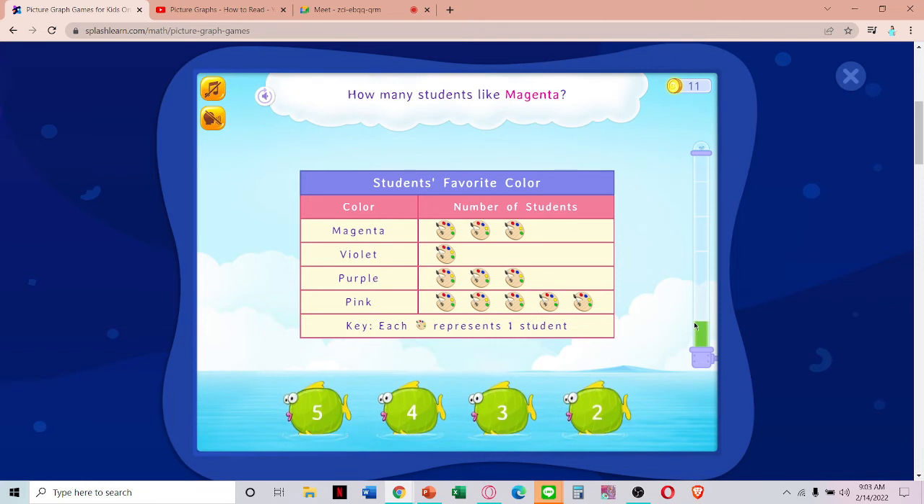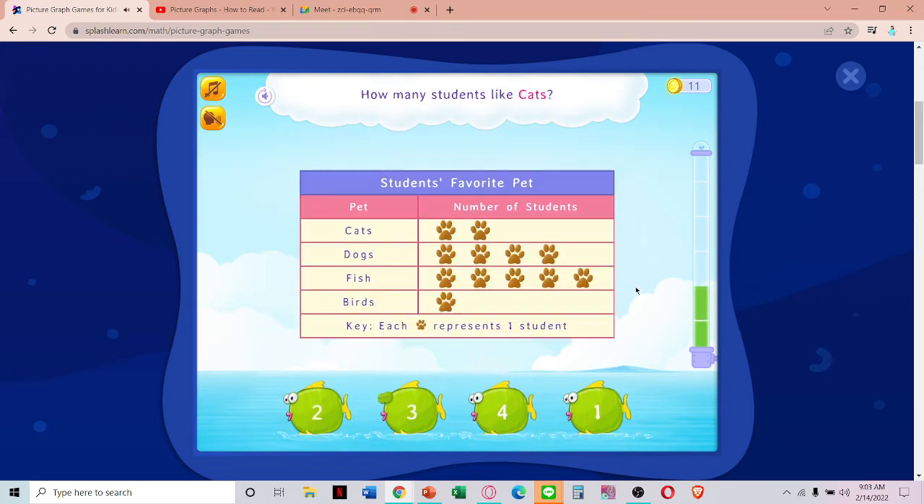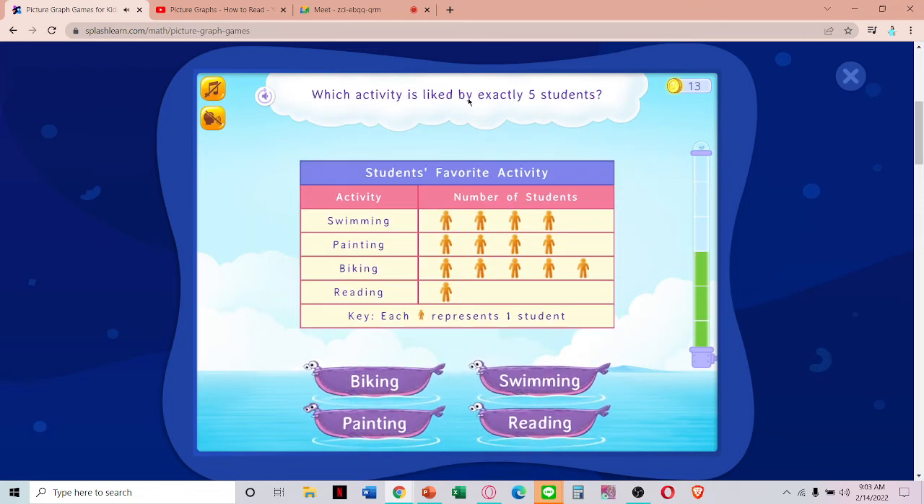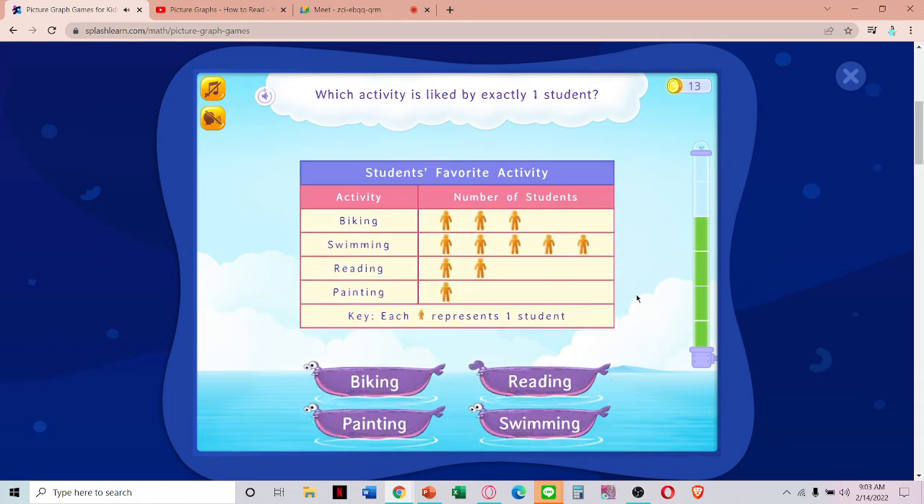Student's favorite color. How many students like magenta? It's 3. 3 students. Very easy. How many students like cats? 2. Very easy. Which activity is liked by exactly 5 students? Biking. Which activity is liked by 1 student? One student is painting.